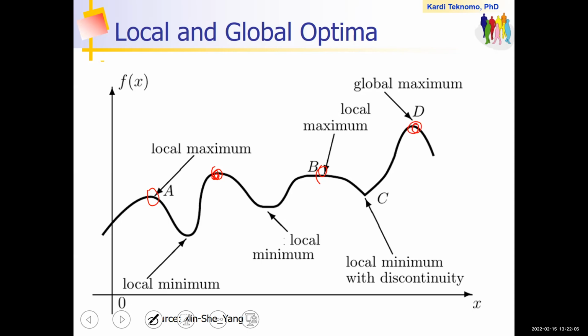Point D. Okay. What is the minimum? The global minimum is what? The global minimum is this one in the boundary, right? So this is a local minimum, again this is a local minimum, but you see here this is not continuous. Okay?